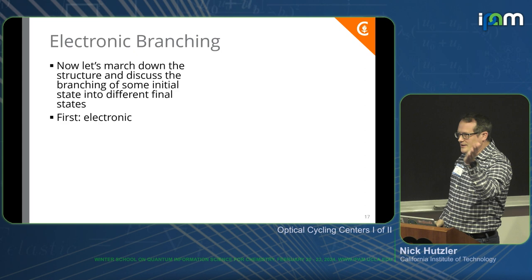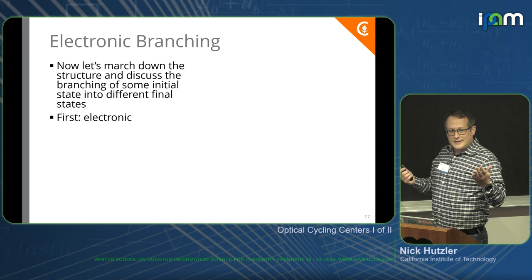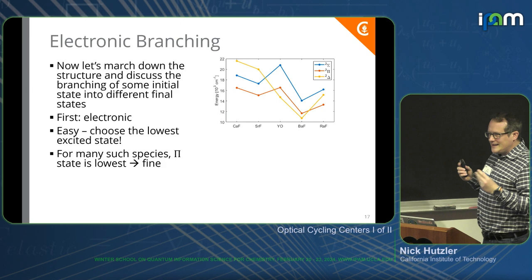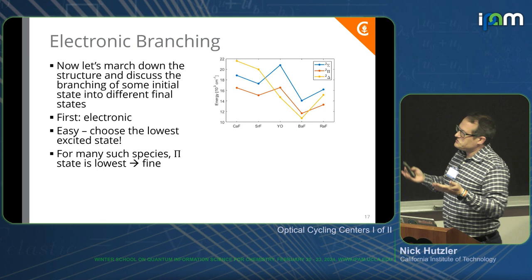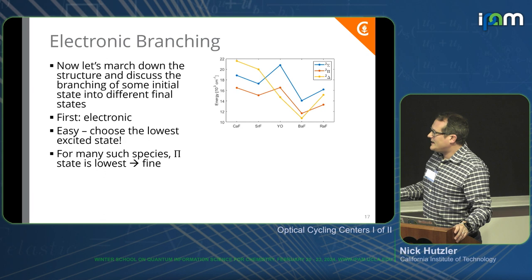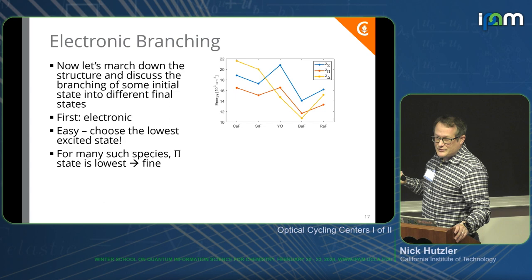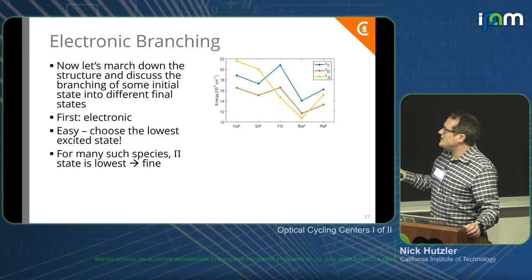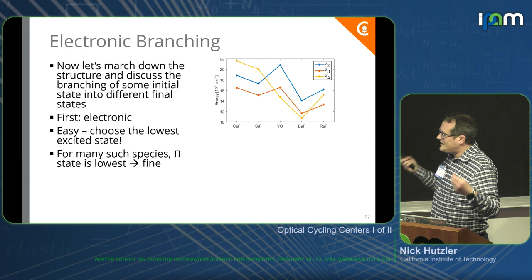Okay, so first the electronic, the highest energy. That one is, in some sense, most of the time, easy. Just choose the lowest electronic excited state, because then it has nowhere else to go but the ground state when it decays. Great. For many such species, there's this pi state, which is the lowest energy state, and it turns out that the ground sigma to lowest excited pi state is really nice for photon cycling for a number of reasons. And for calcium, strontium, and radium fluoride, it's the lowest energy excited state. So great, just use that.